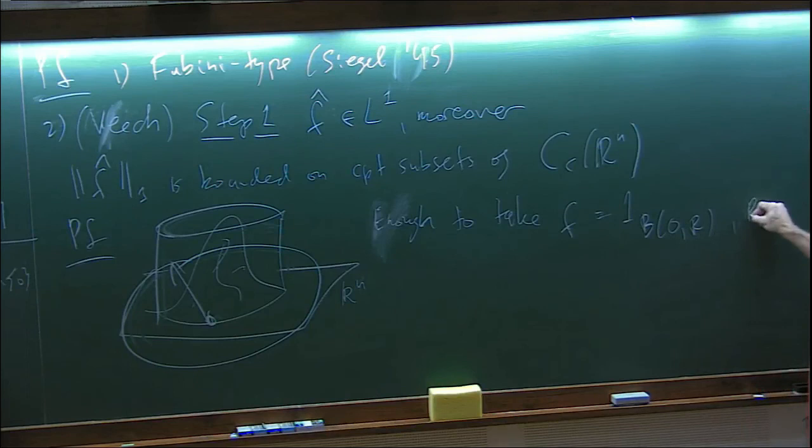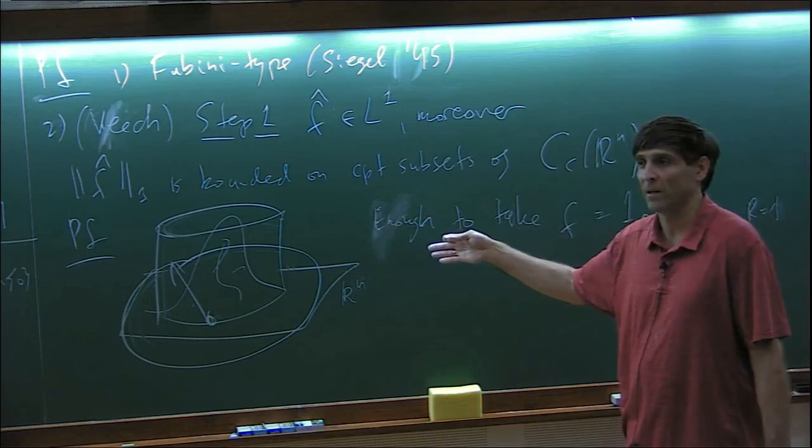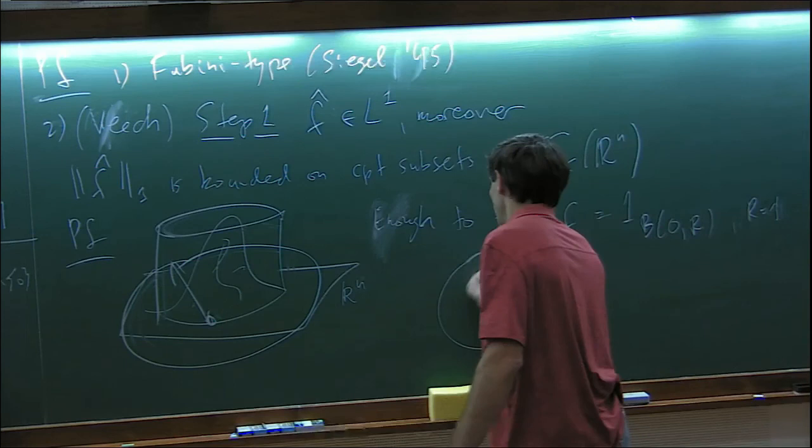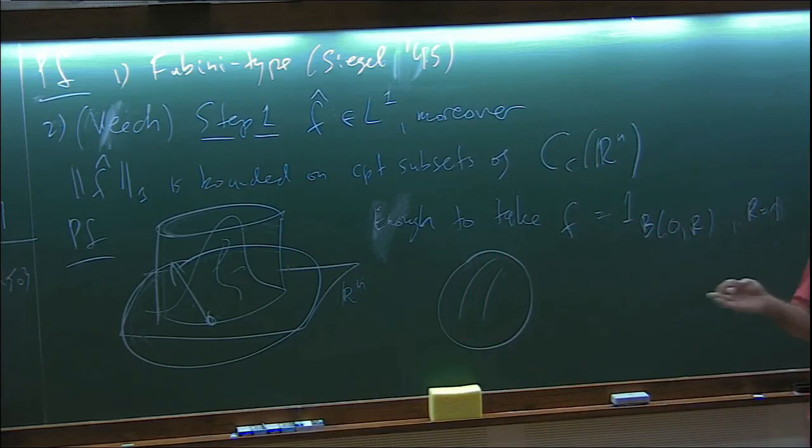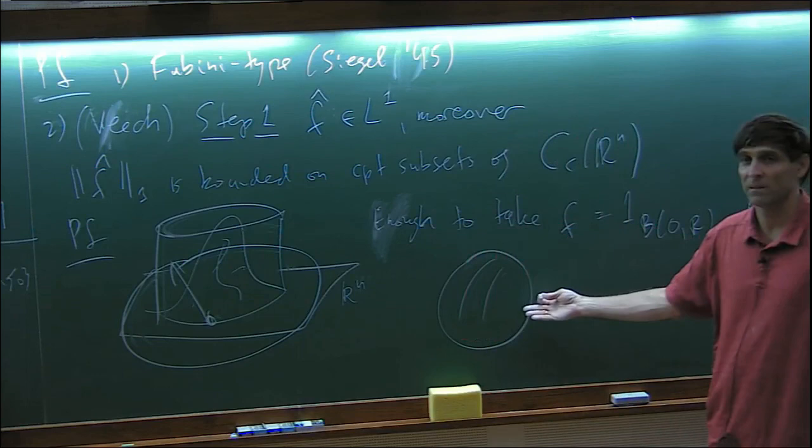If r is big, a version of this will just contribute a constant depending on r, but that's all. So if r is equal to one, now we have this ball. If our lattice is your friend, like the integer lattice or some minor variation, then it's not a big deal, right? There are not so many lattice points.